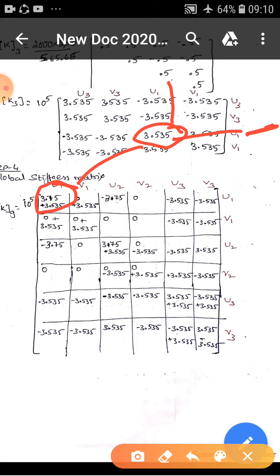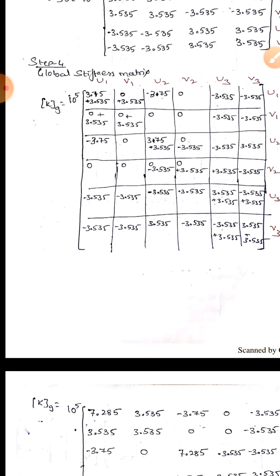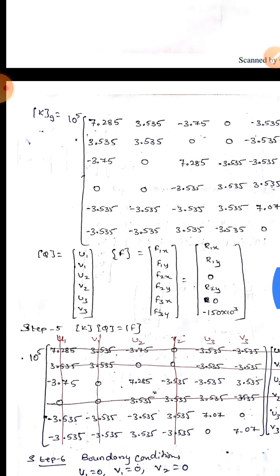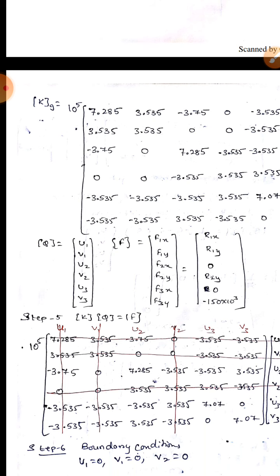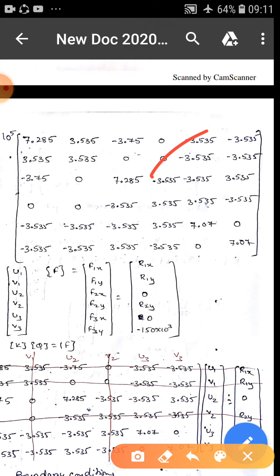Next, u1 row, v1 column, it is added here. Next, u1 row, u3 column, u3 has to come here. u1 row with v3 column. Carefully, those cell values only have to be manipulated there and added directly to the global stiffness matrix. After writing this global stiffness matrix, the next step is writing this. In this matrix, what I have done is I have simplified those. I have added all those values.